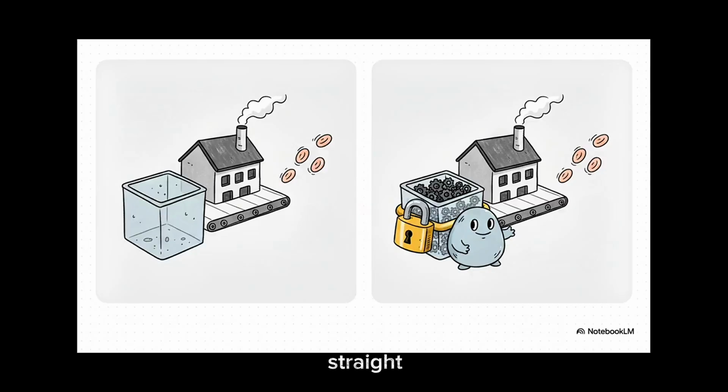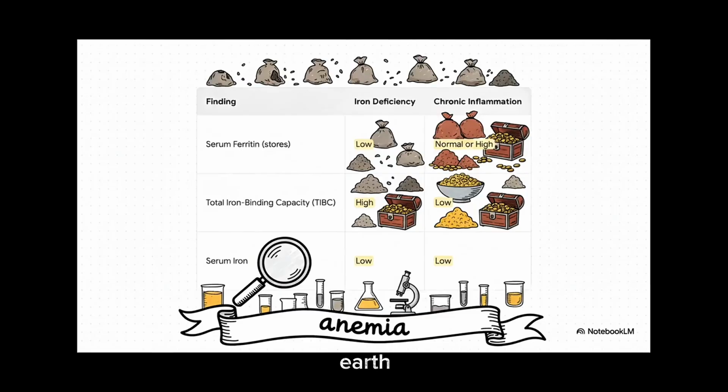Iron deficiency is a straight-up supply problem. The factory has run out of a key raw material, iron. But with anemia of chronic inflammation, it's a logistics problem. The iron is in the warehouse, but inflammation has locked the doors, and the factory workers can't get to it to make new cells. So if they look the same, how on earth do you tell them apart?